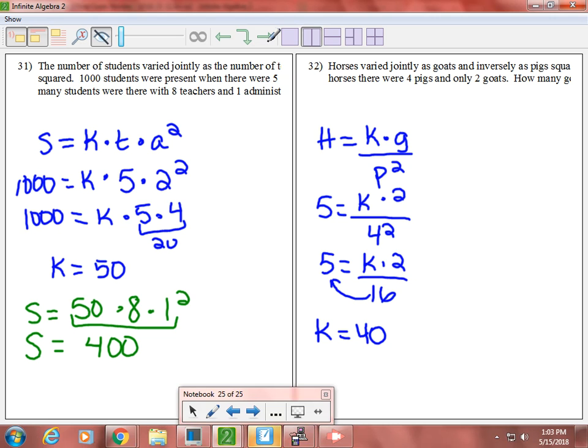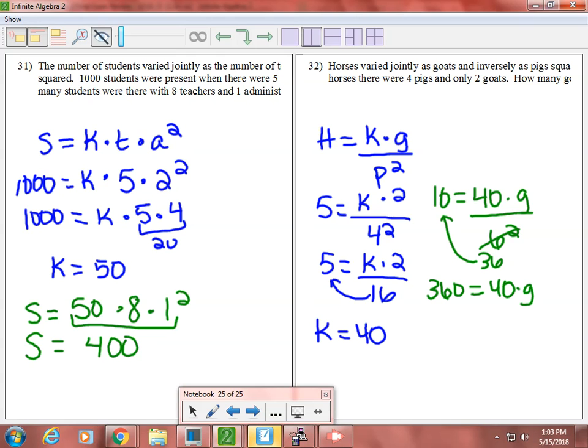So now we're going to plug this back in because the second part says how many goats are there. So we're looking for goats. We know that there are 10 horses. We know that our k value is 40. We're looking for goats, and the number of pigs is 6, so 6 squared. So this is going to be 36 when you square it. Move that to the side and get 360 equals 40 times g. So g then is equal to 9 goats. Okay, so there were 9 goats in this.